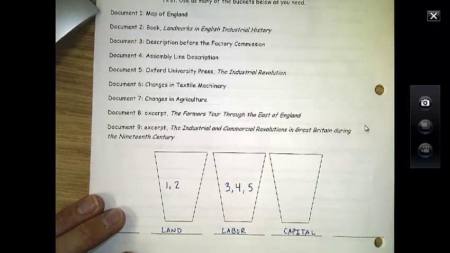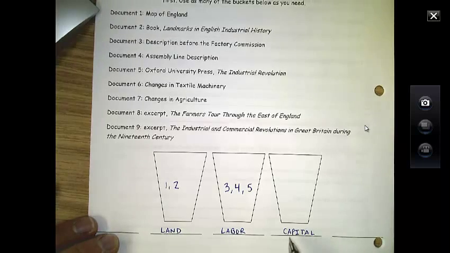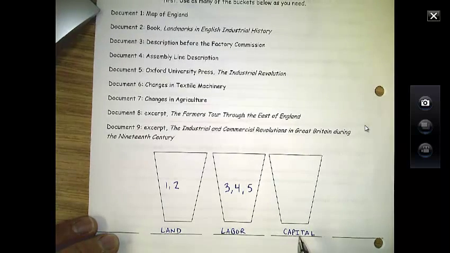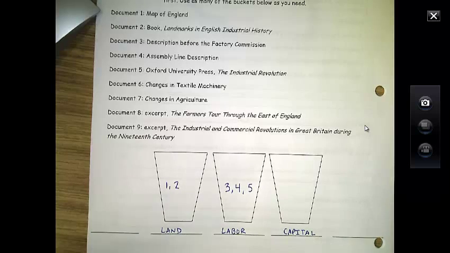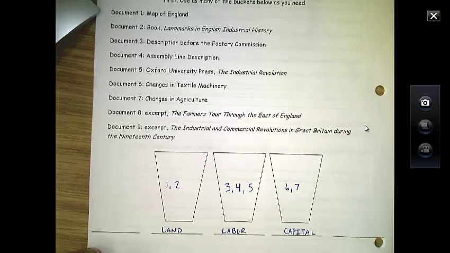If you look at documents 6 and 7, they're very similar documents. Both of them are charts that show all of the different technologies and inventions that Englishmen created during this time period. And if you remember, capital is the idea that you have money, you have machinery, and you have tools. If you look at those charts, all of those things talk about different inventions or tools that they used. So it's going to make sense for us to put documents 6 and 7 in our capital category.